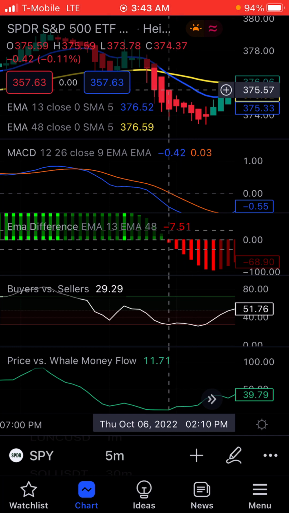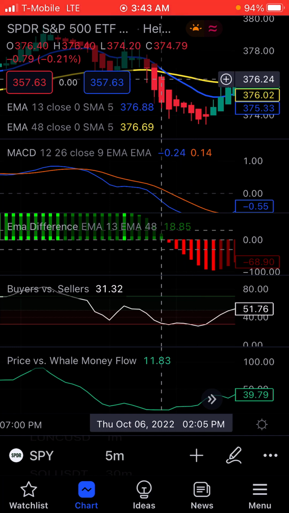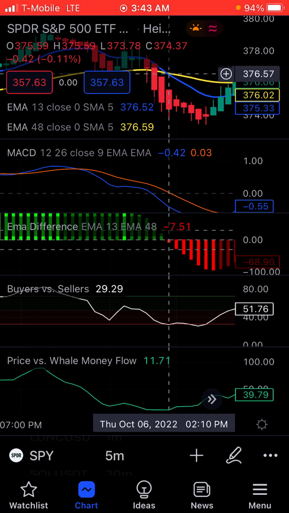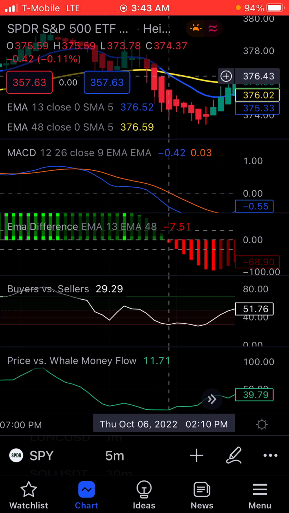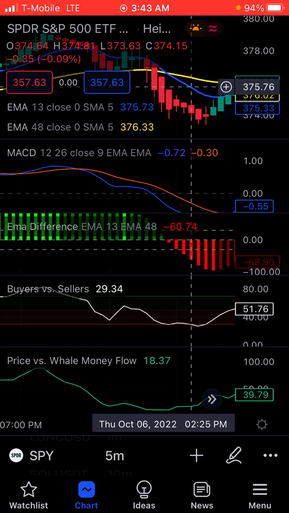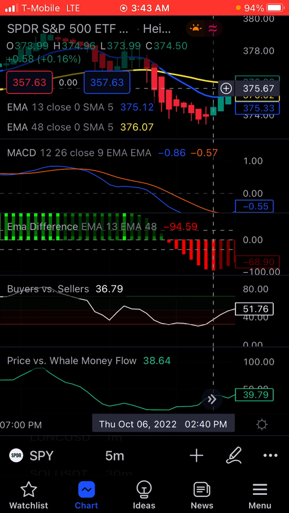Now let's look at the price versus money flow after. We see on the bottom here that it's relatively on the bottom, and then we see it change direction right about there. You can see that it starts to go back up. So you have about 3 confirmations using this strategy for when to get in and when to get out. It's really effective in my opinion.